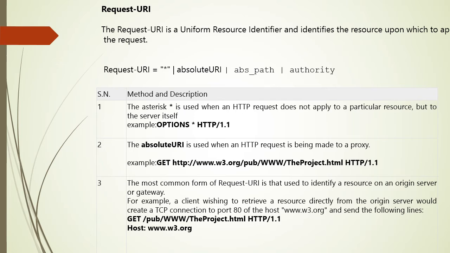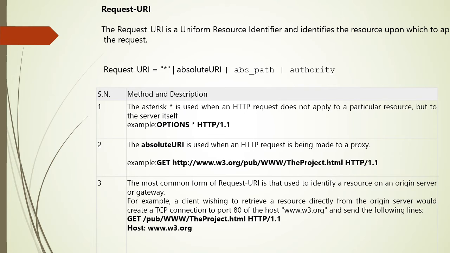Now consider the various methods and their descriptions. The asterisk is used when the HTTP request does not apply to a particular resource but to the server itself, and it is only allowed when the method used does not necessarily apply to a resource. For example, OPTIONS * HTTP/1.1.